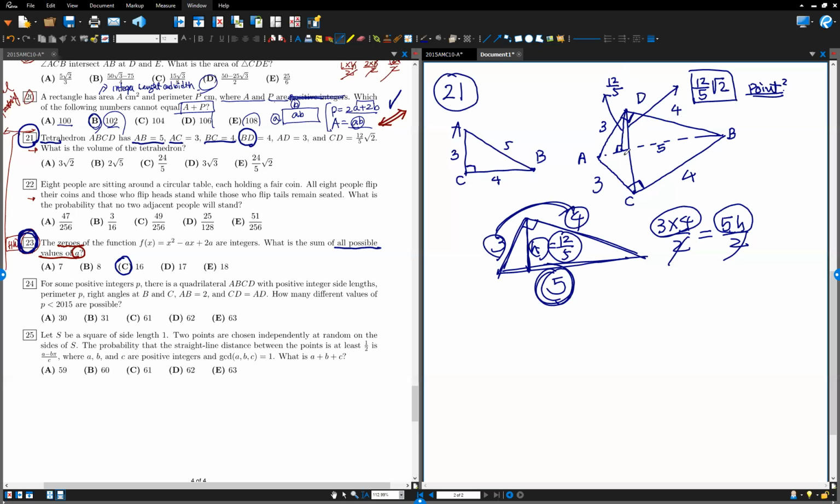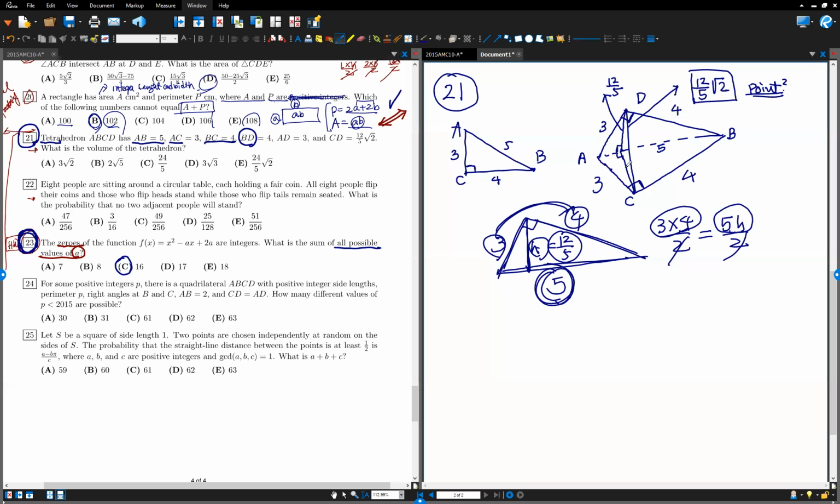From another vertex, this is a right angle. The other one is also 12 over 5, isn't it? We know that. This is D, this is F. Looks like this way, this triangle. This is 12 over 5, 12 over 5. This is a right triangle, isn't it?